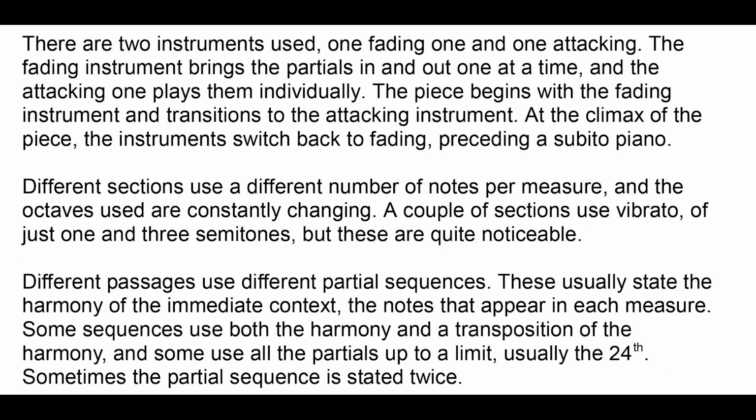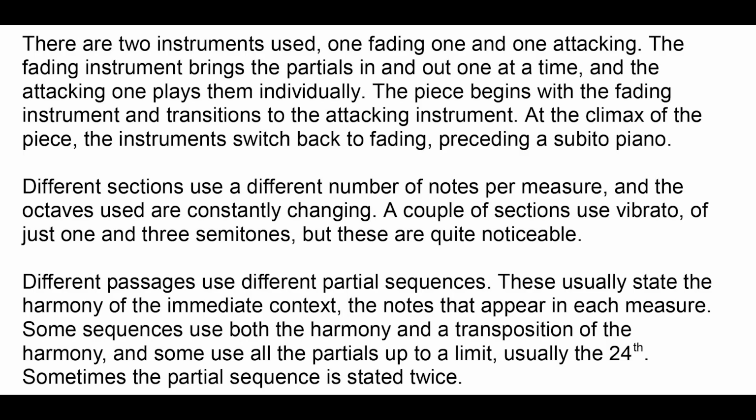There are two instruments used, one fading and one attacking. The fading instrument brings the partials in and out one at a time, and the attacking one plays them individually. The piece begins with the fading instrument and transitions to the attacking instrument. At the climax of the piece, the instruments switch back to fading, preceding a subito piano. Different sections use a different number of notes per measure, and the octaves used are constantly changing.